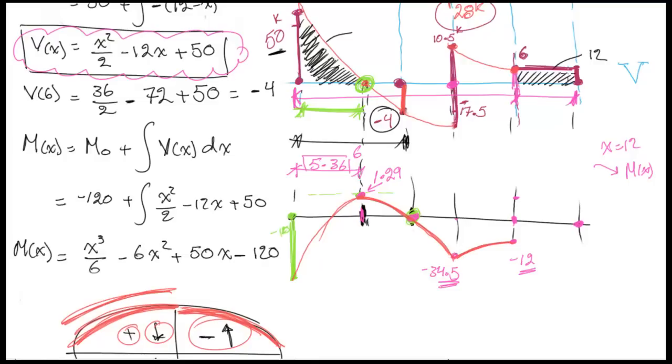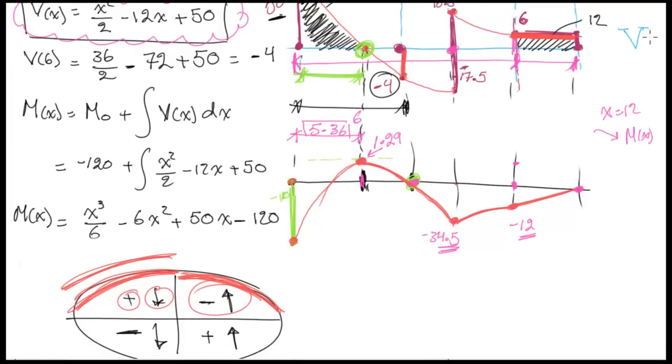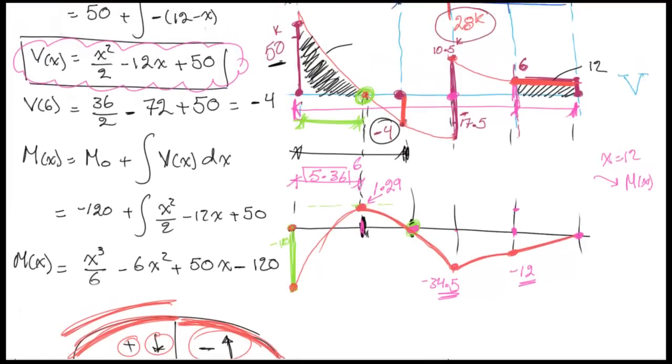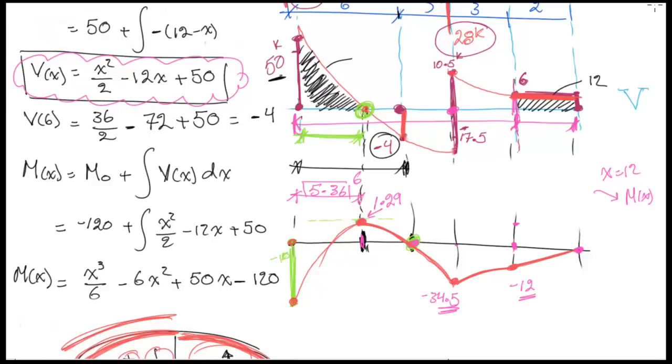And for the last one, we don't need to look at this shortcut, because for a constant value, it's a straight line. So it goes like this. This way, now we have drawn the shear and bending moment diagrams for this interesting beam.